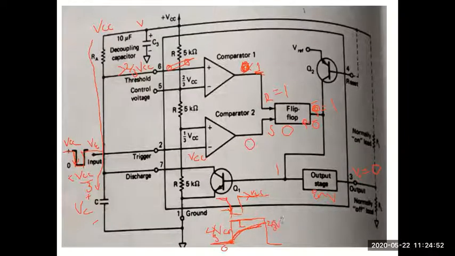Output will continue to remain in the high state, and it will remain in logic 1 till this capacitor voltage reaches 2 by 3 VCC. As soon as this capacitor voltage reaches or just crosses 2 by 3, the upper comparator output will change to 1 state and the reset value will be 1, and therefore the final output will go back down to 0.